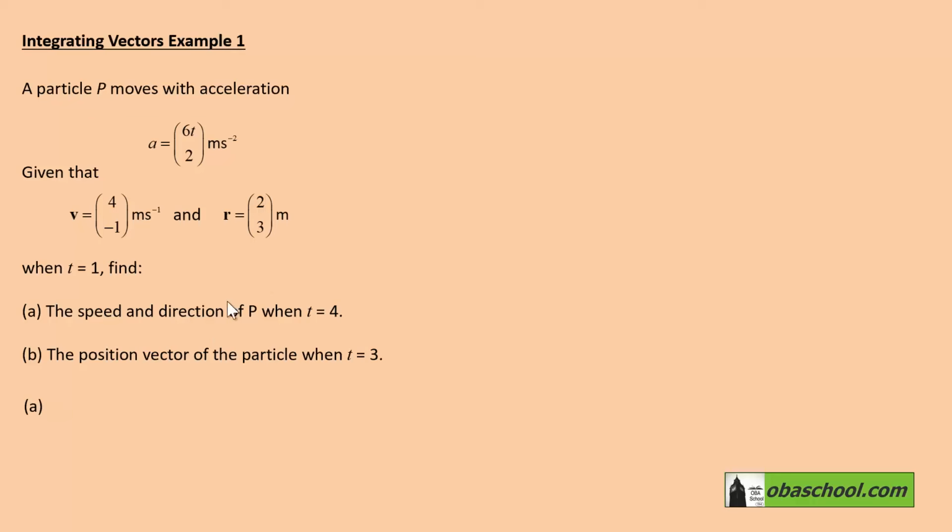So let's look at part A. Speed and direction, that means we need velocity, and at the moment we have acceleration. So the acceleration is 6t and 2. To get velocity, we integrate. So you integrate 6t and you get 3t squared. Don't forget we need a constant. Integrating 2 gives us 2t, and we need a second constant. So note how I've called the constants c1 and c2.